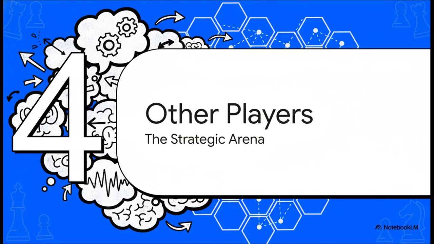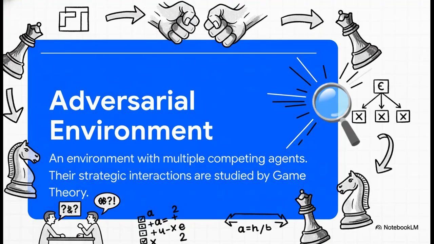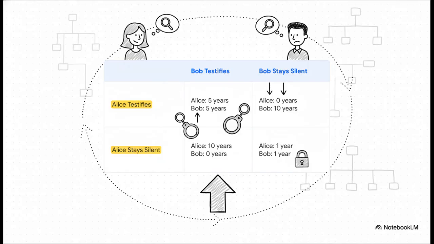All right, let's throw another wrench in the works. What happens when the environment isn't just random, but it's filled with other intelligent agents who are thinking, planning, and trying to outsmart you? Now we're in what's called an adversarial environment. This is the world of competition, of strategy, of trying to get in your opponent's head. And to survive here, AI has to use game theory, the mathematical study of how and why we make decisions in strategic situations. The classic prisoner's dilemma nails this perfectly.